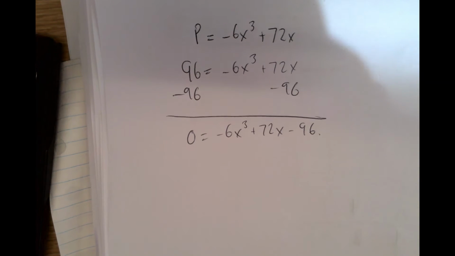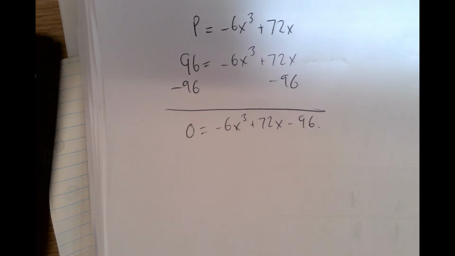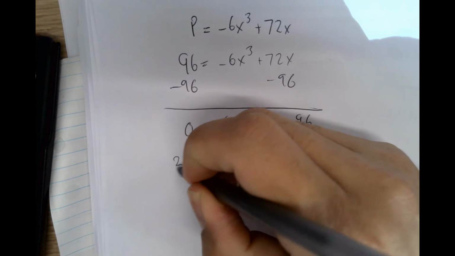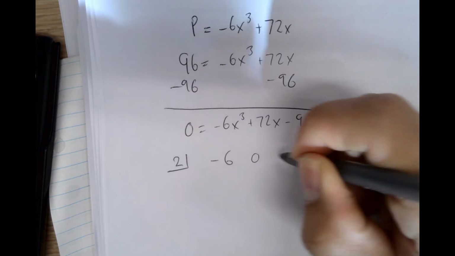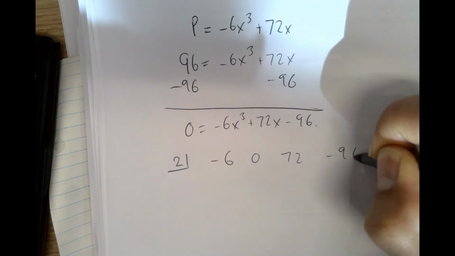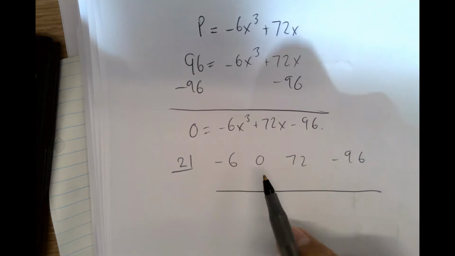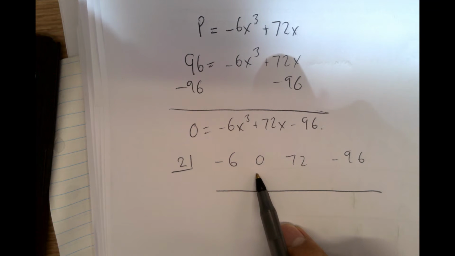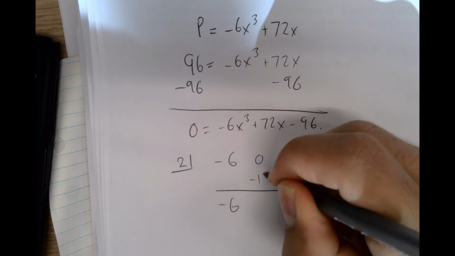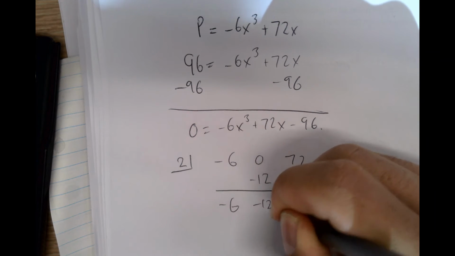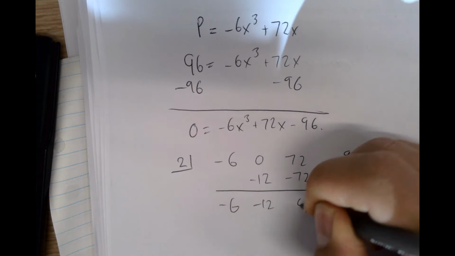One way we can prove that 2 is, in fact, a factor is we can use synthetic division. So you have negative 6, we have 0, 72, negative 96. The reason I have a 0 here is because x squared is missing, so you have to make sure to replace that. And then we have negative 72, 0.